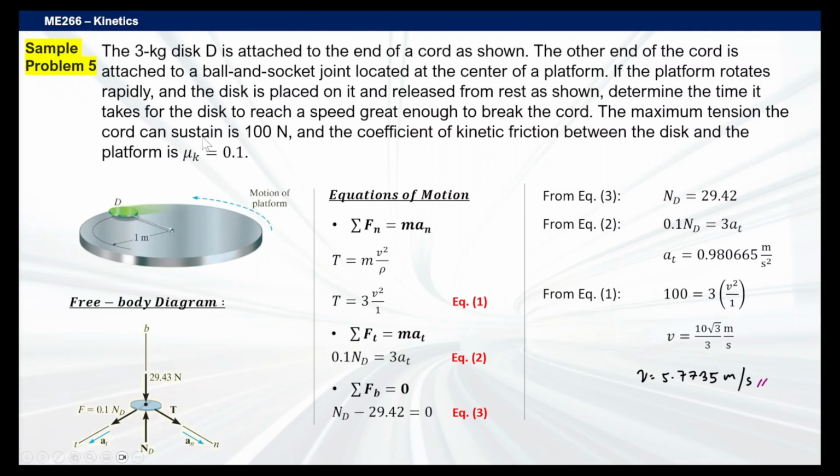So determine the time it takes for the disc to reach a speed great enough to break the cord. So that's one of the requirements. So velocity is needed, but we still need to find time. And the second part of this problem solving is using our kinematic equation. So now that we identified our maximum velocity, we can now determine that particular time just before it breaks the cord. Okay, so we now have the answer, 5.7735, or just 10 square root of 3 over 3.